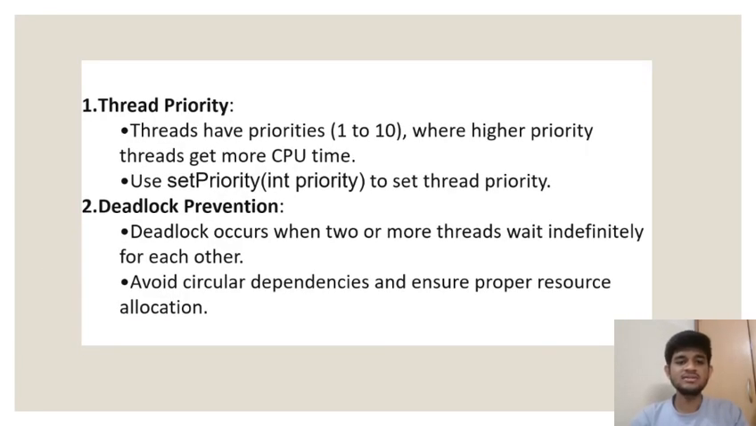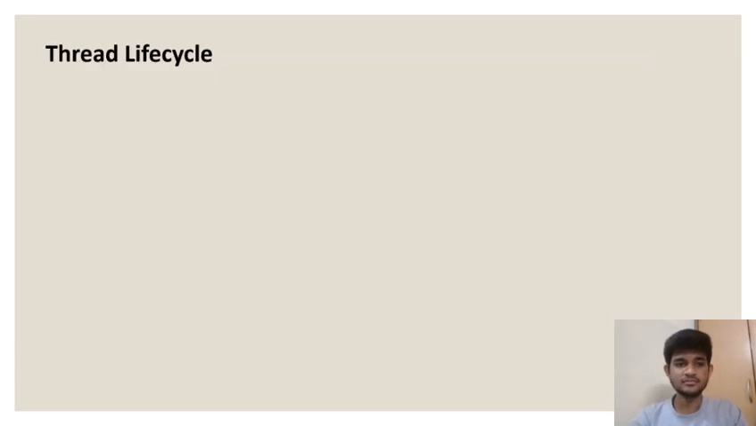Thread priority. Threads have priorities, where higher priority threads get more CPU time. Use setPriority(int priority) to set thread priority. Deadlock prevention. Deadlock occurs when two or more threads wait indefinitely for each other. Avoid circular dependencies and ensure proper resource allocation.